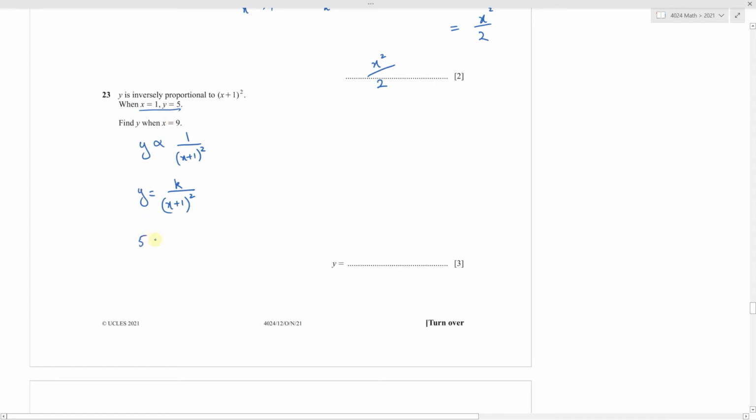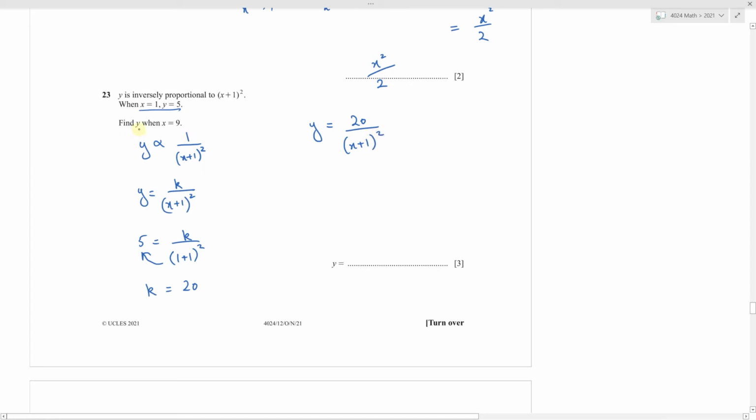Y is 5, k over x is 1. 1 plus 1 whole square, so this will be 2. 2 square is 4 and k will be 20 once I take this 4 and multiply by 5 on the other side. So now you have y equals 20 over x plus 1 whole square.